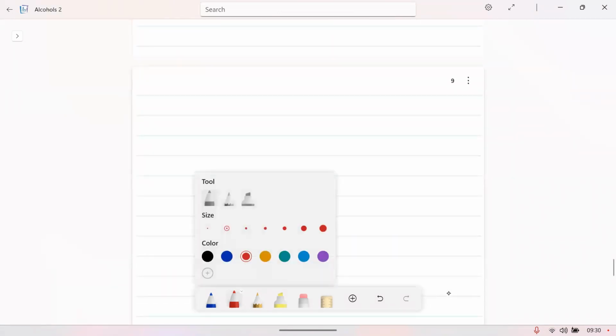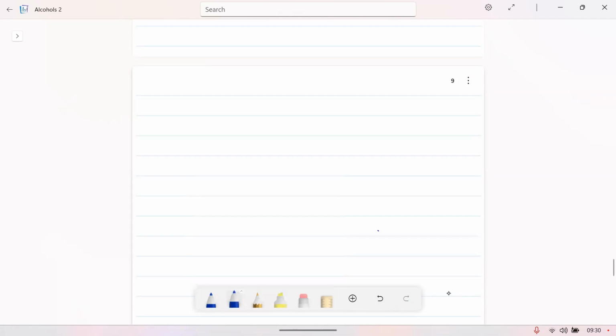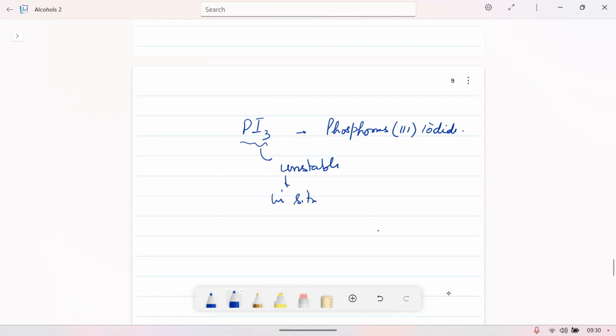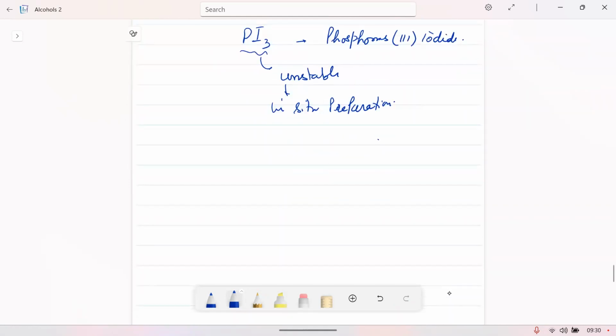And the different method is you react it with PI3, which is called phosphorus 3 iodide. Now again, the problem with this is it is unstable. You don't have this thing in the lab, so you have to go for in situ preparation. You already know the meaning of in situ preparation. So here, what you have to do is you have to take the iodine.